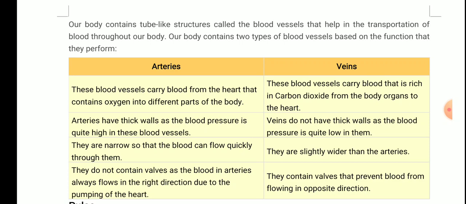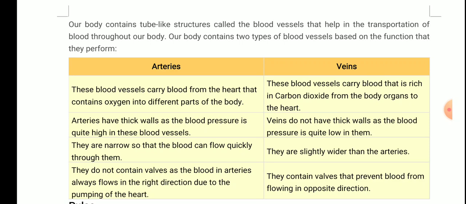Now, what does a valve do? A valve prevents the backflow of the blood. But in the case of an artery, there will be no backflow. Why? Because there is constant pumping of the heart, and constant pumping leads to the blood moving forward. So the blood cannot come back in the arteries, therefore there is no backflow of the blood, and therefore it does not contain any valve.